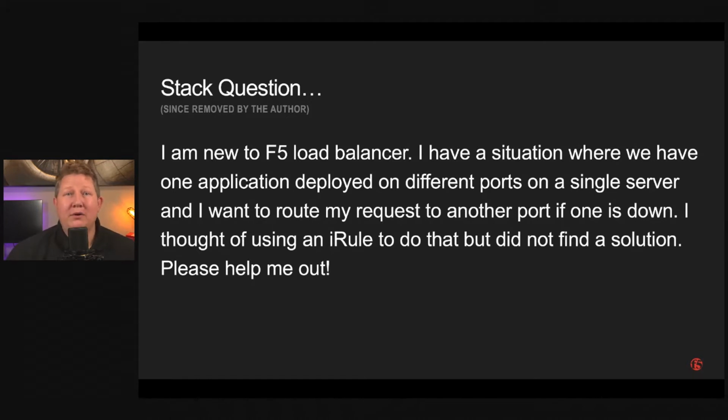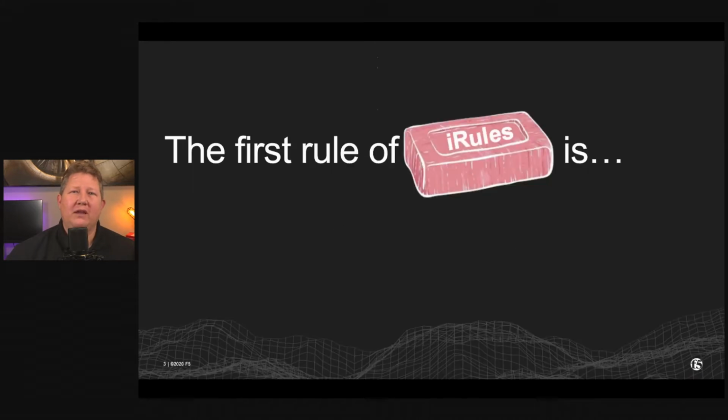But he asked, I'm new to load balancers. I have a situation where we have one application deployed on different ports, but it's the same server. So same IP, different ports. And I want to route my request to another port if one of them's down. I thought about using an iRule to do that, but did not find a solution. Can you help me out? And so, let's look at that a little bit.